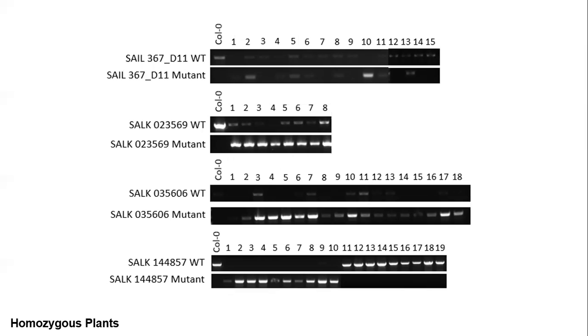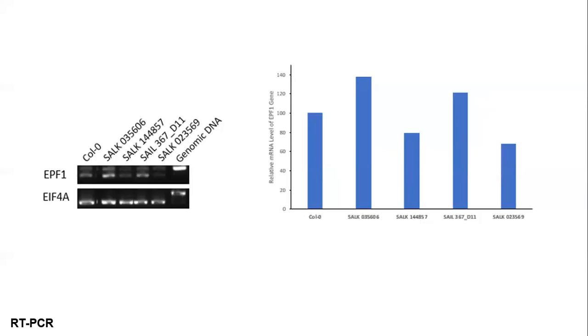For example, plant 10 of SAL367D11 is homozygous as it has a band for the mutant primers, but not the wild type primers. We use these homozygous plants to test for their mRNA expression of EPF1 using Columbia 0 as our control, genomic DNA as a size comparison, as EPF1, after mRNA processing, should be smaller than its genomic equivalent, and EIF4A as our housekeeping gene. We found that 2 of the lines demonstrated a decrease in EPF1 expression, while the other 2 lines demonstrated an increase in expression, demonstrating that the insertions in these lines did have a marked effect on the expression compared to the control, which is the Columbia 0.